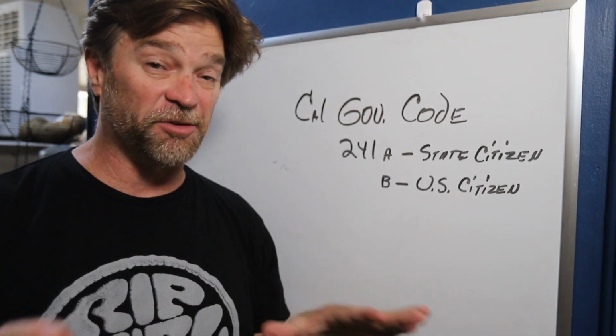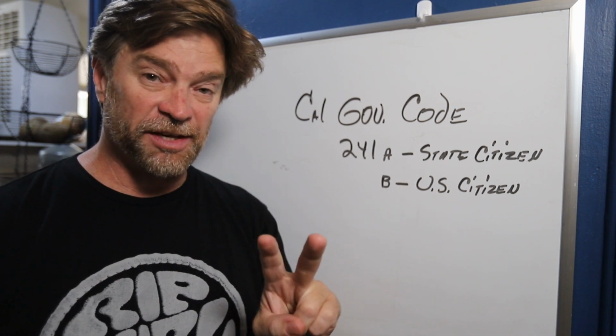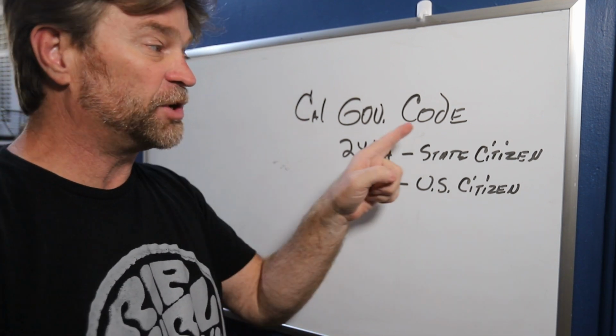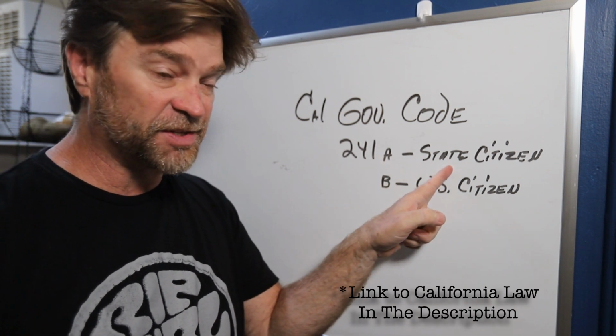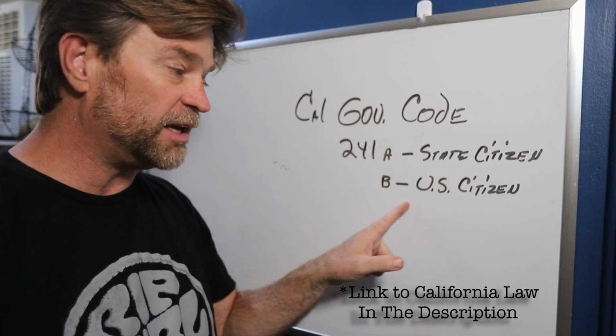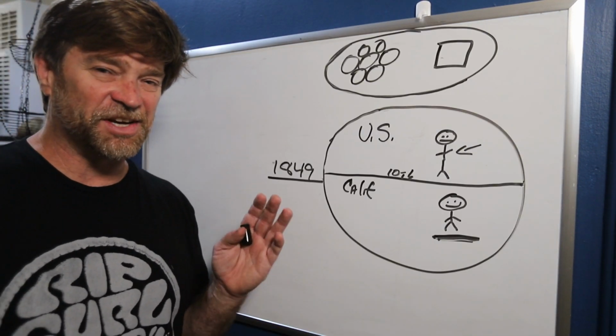Okay, now let's put this into practice. You can find the distinction between these two classes of citizen at California Government Code 241A, which describes a state citizen, and 241B, which describes a U.S. citizen.